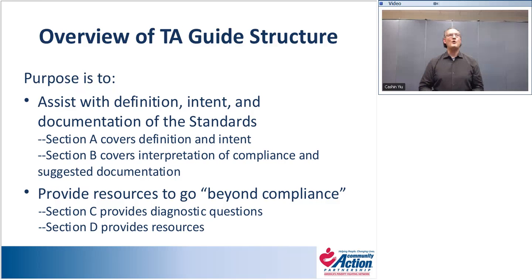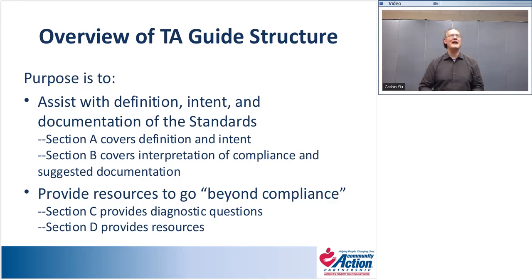So a brief overview of the Technical Assistance Guide structure. There are two primary purposes for these Technical Assistance Guides. The first and primary purpose is to help agencies and assist with the definition, intent, and documentation of the standards. So for each of the standards reviewed in the guide, you will see 4 different sections. The first 2 sections refer to definition, intent, and documentation.